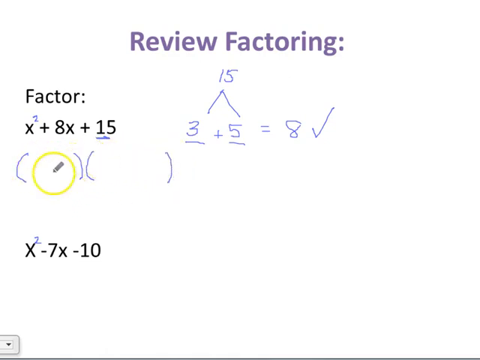So when we factor, we put 2 sets of parentheses up. We know we have to multiply an x times an x. And then these 2 numbers right here are going to go here and here. And since they are both positive numbers, that's why I have both positive numbers in my set of parentheses.